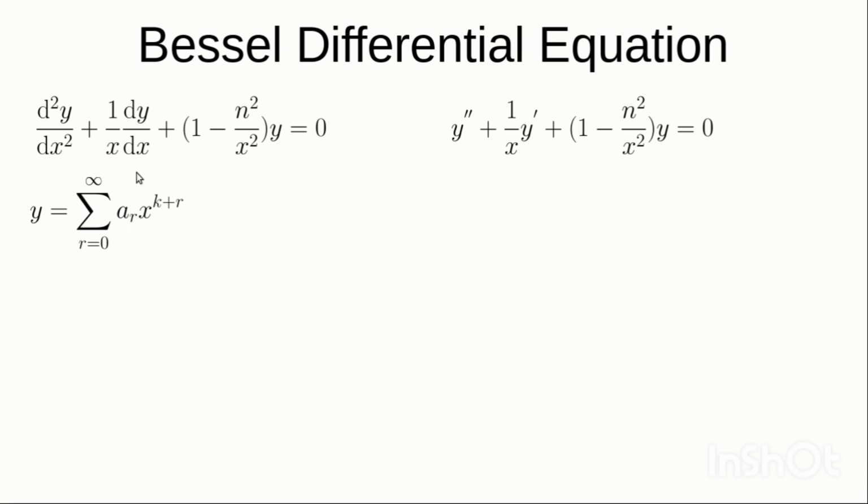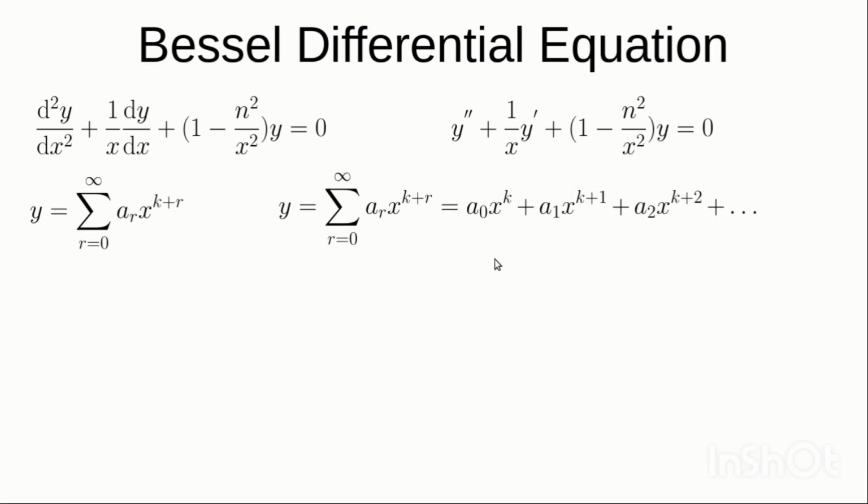And if we expand this expression, it gives us a naught x^k plus a1 x^(k+1), with r running from 0 to infinity. We also have a2 x^(k+2) and so on, down to infinity. So our aim in this problem is to determine the value of a naught, a1, a2, all the constants, and also the value k, because k is a constant also. Our r here runs from 0 to infinity, so it's not a constant.